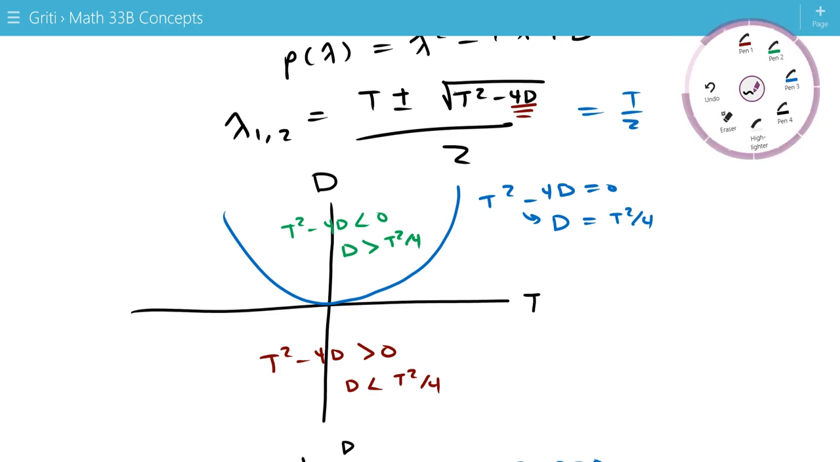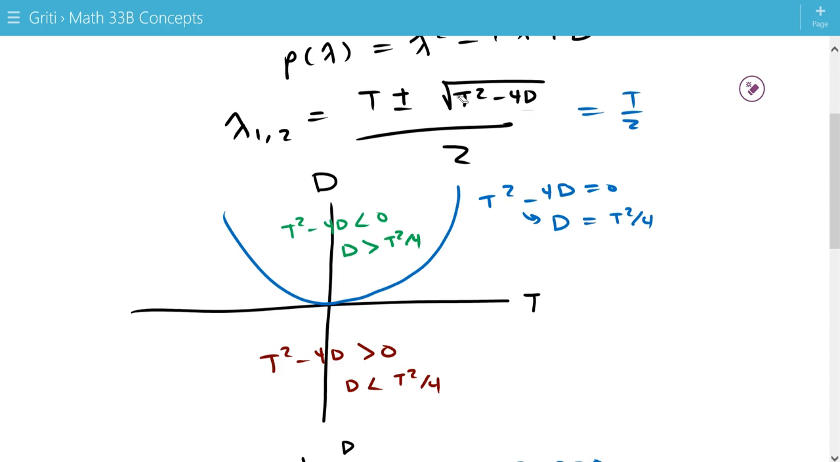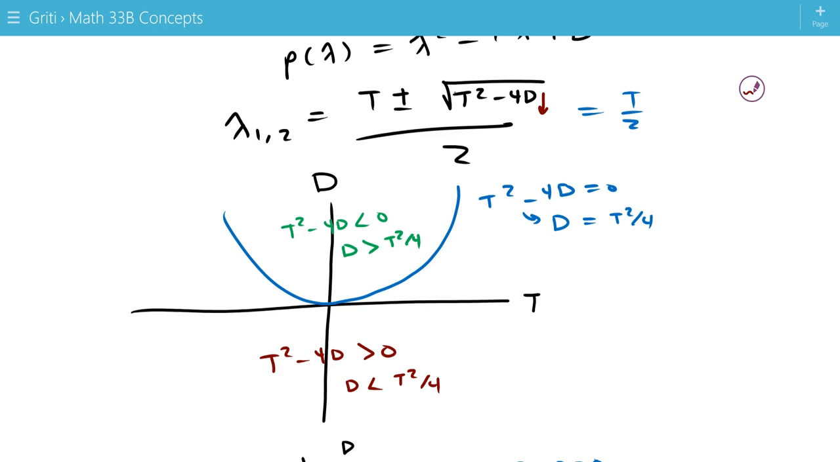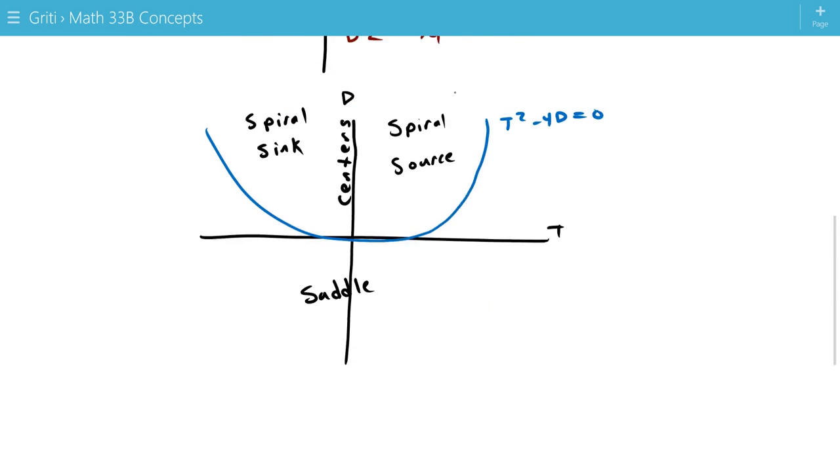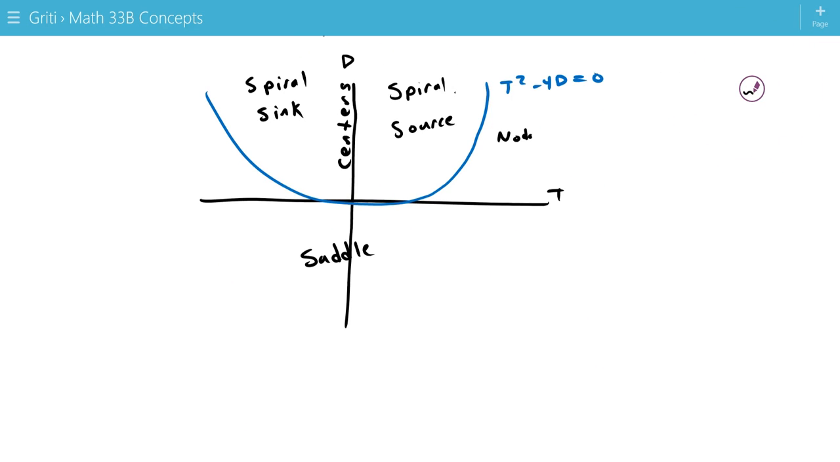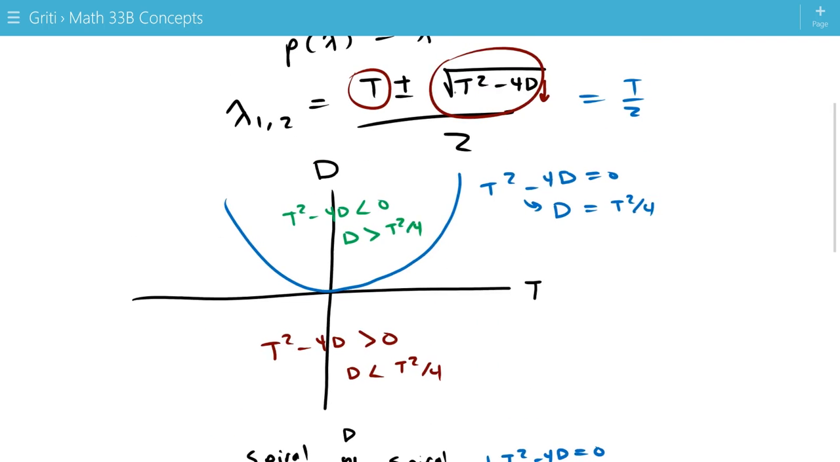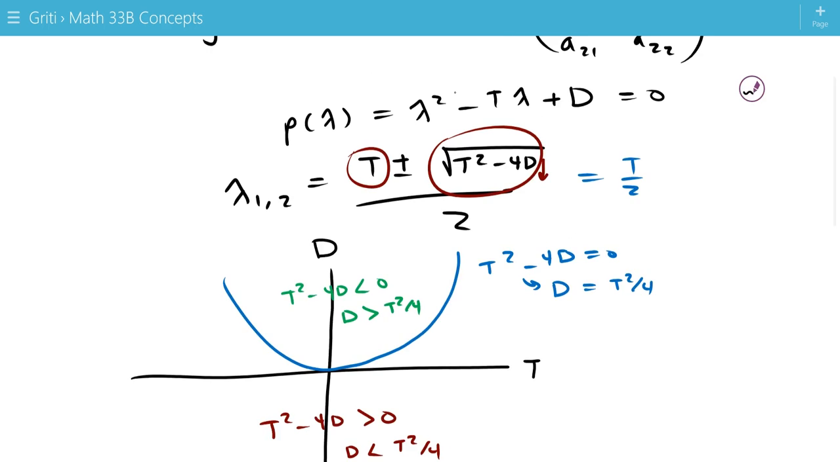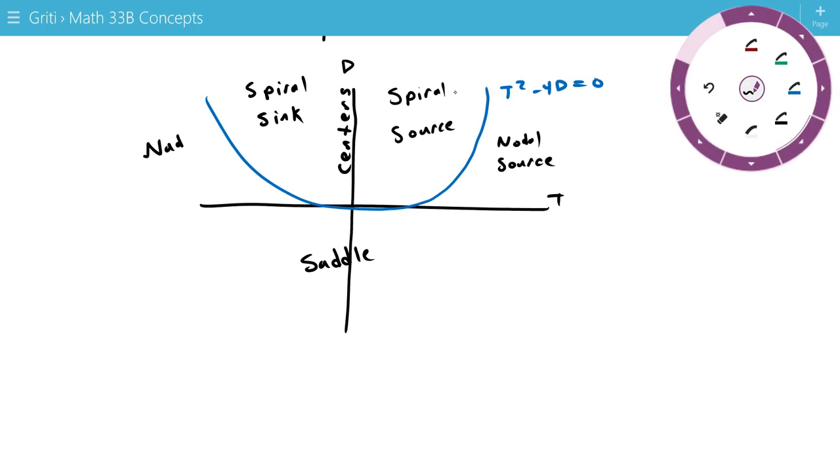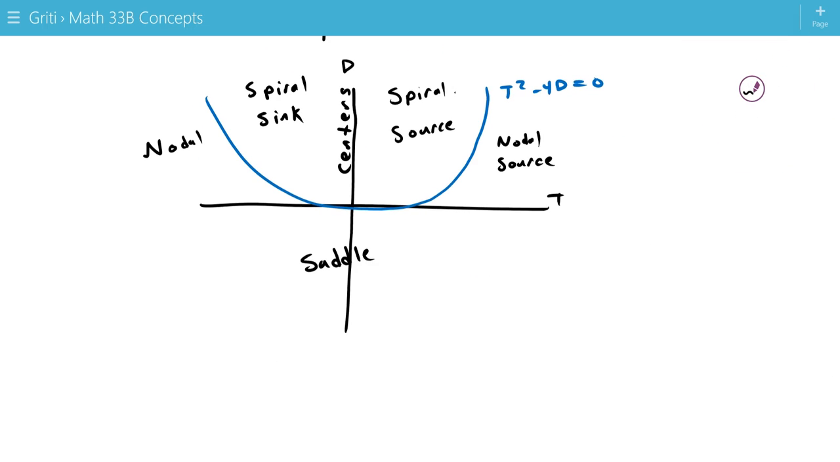If d was positive, then this quantity would go down, would decrease the whole value of this, meaning that the eigenvalues would both be positive if the trace were positive, and two positive eigenvalues led to a nodal source. And if the trace were negative, then we would get a nodal sink.